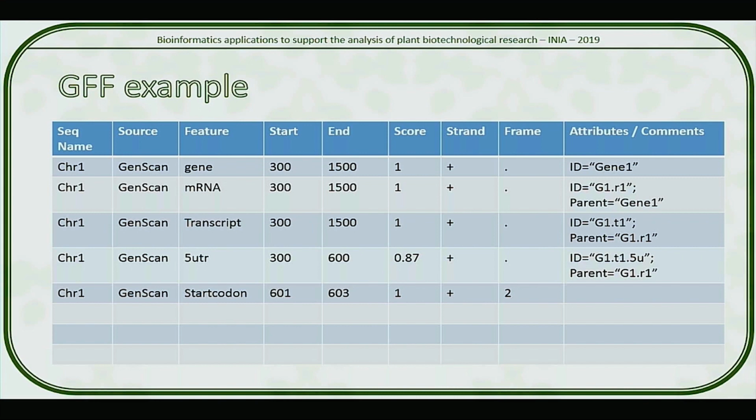The frame basically tells us within this feature how many nucleotides I have to remove from the beginning in order to start coding. So, as you would expect, the frame will only appear in those features that are CDSs or start codons that are going to be translated. Because this is important for translation, what frame you're starting from.